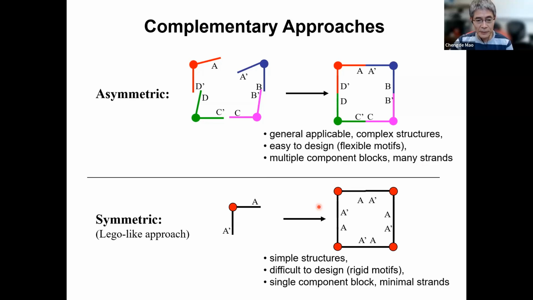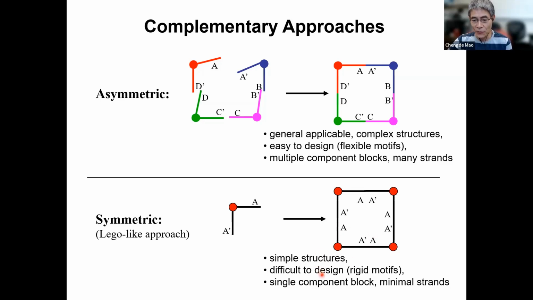In the opposite direction, use this symmetric approach. Because you take advantage of symmetry, like here, the square has a 4-fold rotation symmetry, so you can design this with just one building block, making it a 90-degree angle. Intrinsically, you can only assemble moderately complicated structures, quite often involving high symmetry.